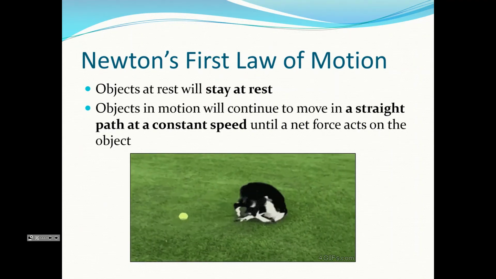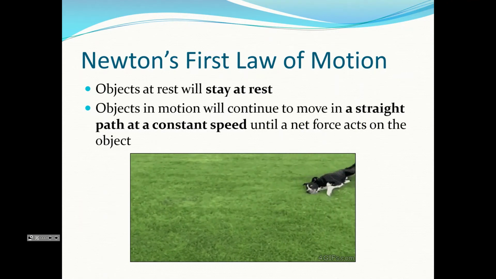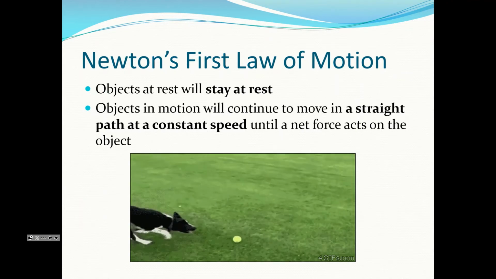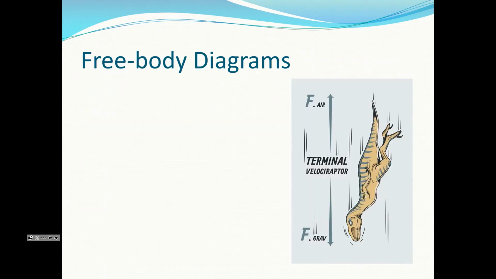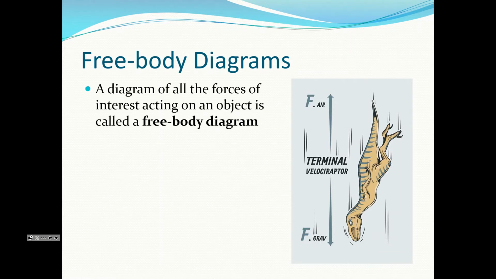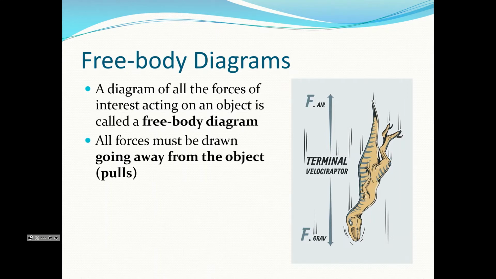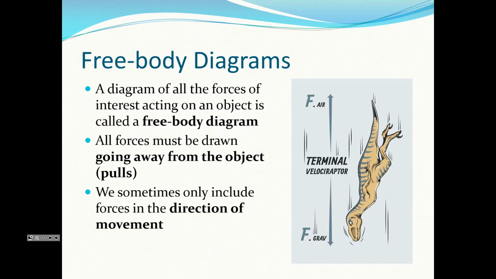Okay, that's what Newton's first law says. Objects at rest stay at rest, objects in motion continue in a straight path at a constant speed until a net force acts on the object. So to talk about forces, what we need is free body diagrams. A free body diagram shows a diagram of all the forces of interest acting on the object. All forces must be drawn going away from the object as pulls. Even if they're pushes, we draw them as pulls. And sometimes we only include the forces in the direction of movement. I say sometimes because you'll get the idea once we do a few questions of when we do this.